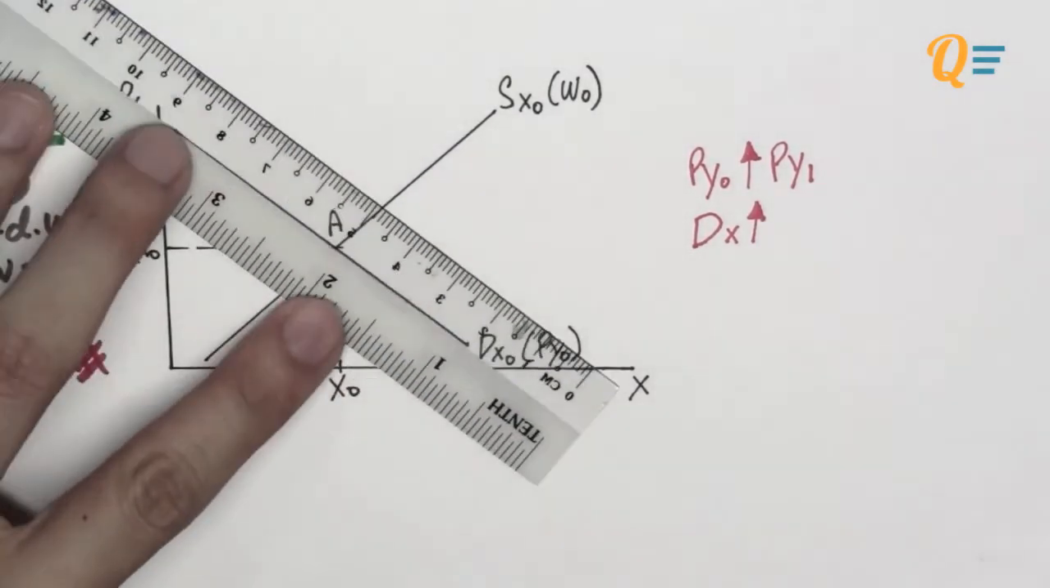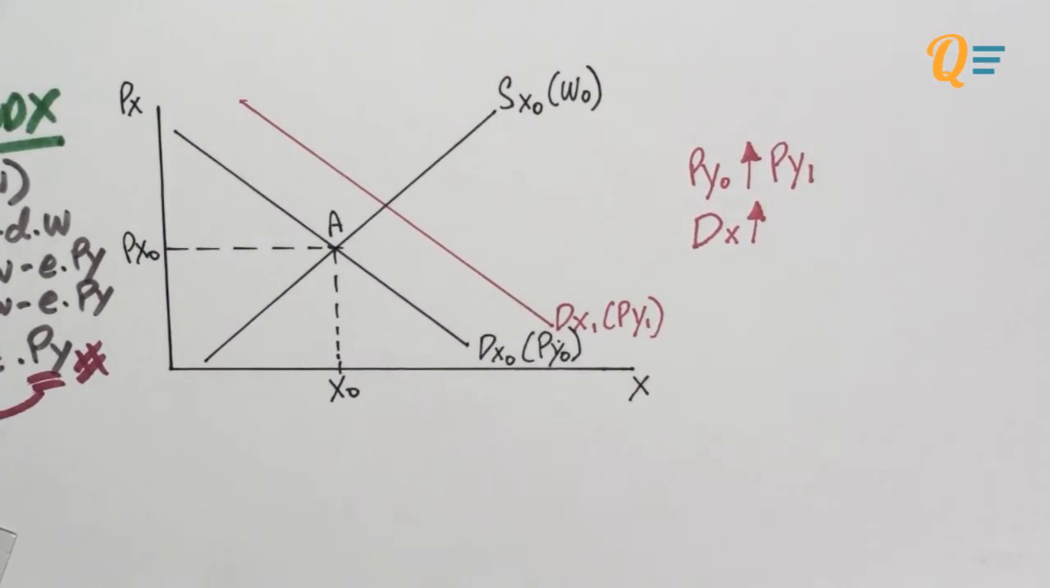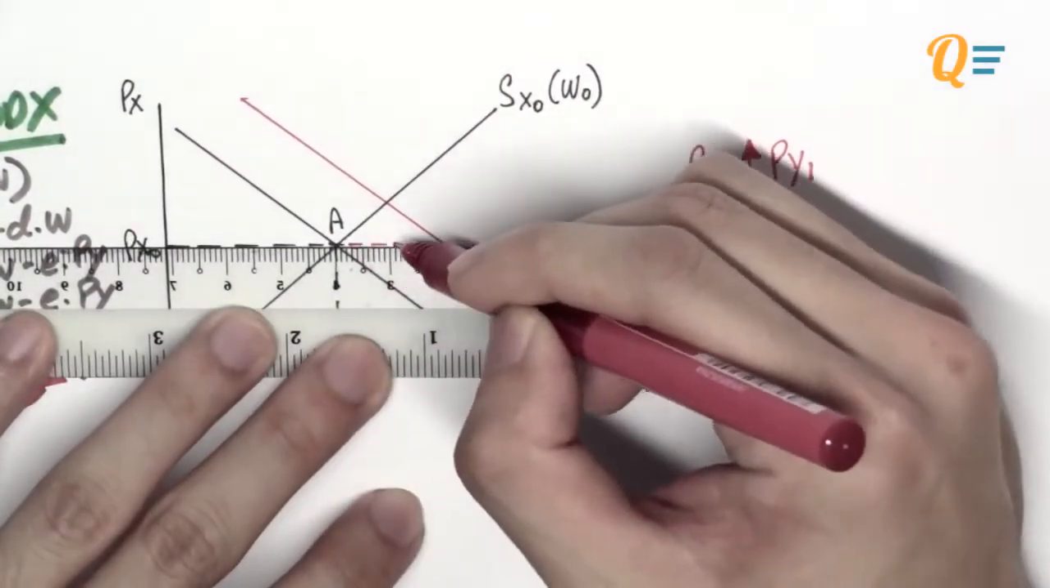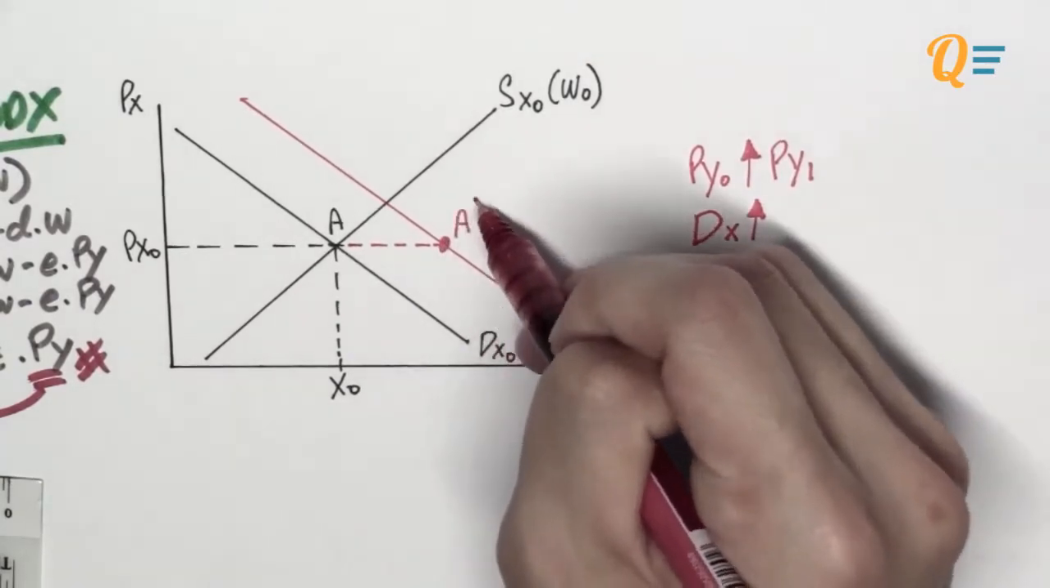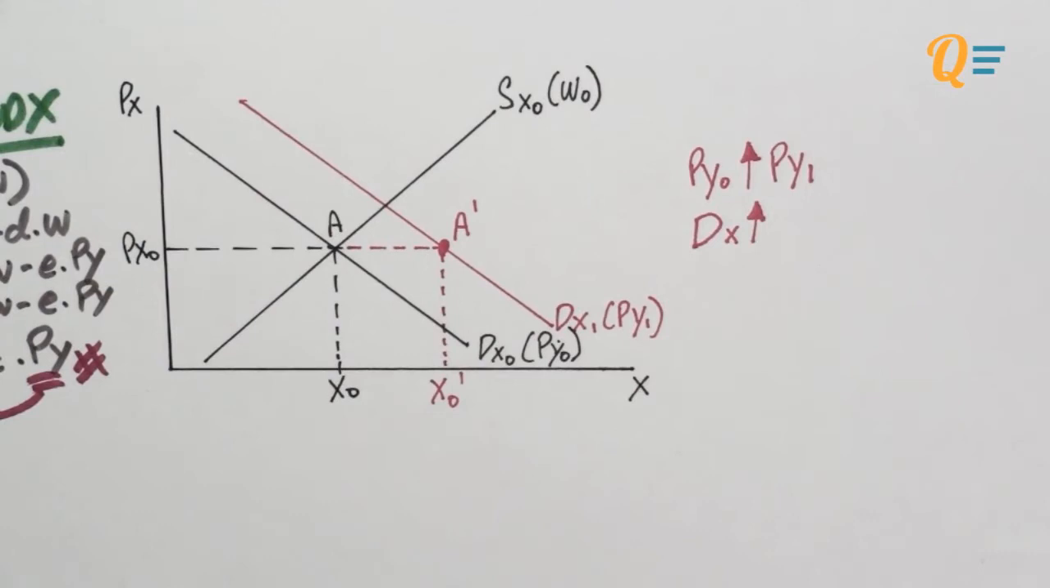So increasing the demand for X would mean shifting the demand curve to the right. So this is Dx1, which is reflected when the price of Y is at Py1. So let's assume that the price of X has not changed yet. If the price of X does not change, we would then be at point A prime on the demand curve. And the amount of X that the consumers are demanding would then increase from X0 to X0 prime.